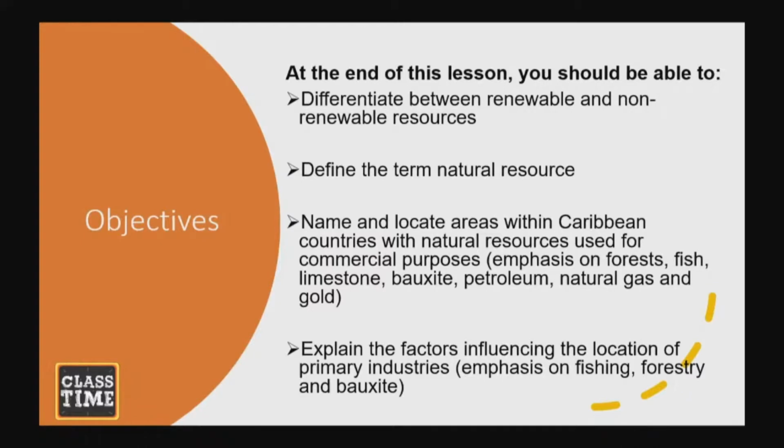We're going to name and locate areas within the Caribbean that have specific natural resources that are used for commercial purposes. And these could include things like fishing resources, forestry resources, limestone or bauxite. And then we're going to explain some of the factors that affect the location of these industries. Our specific focus today will be on primary industries. In later lessons, we will get into the factors influencing the location of secondary and tertiary industries.